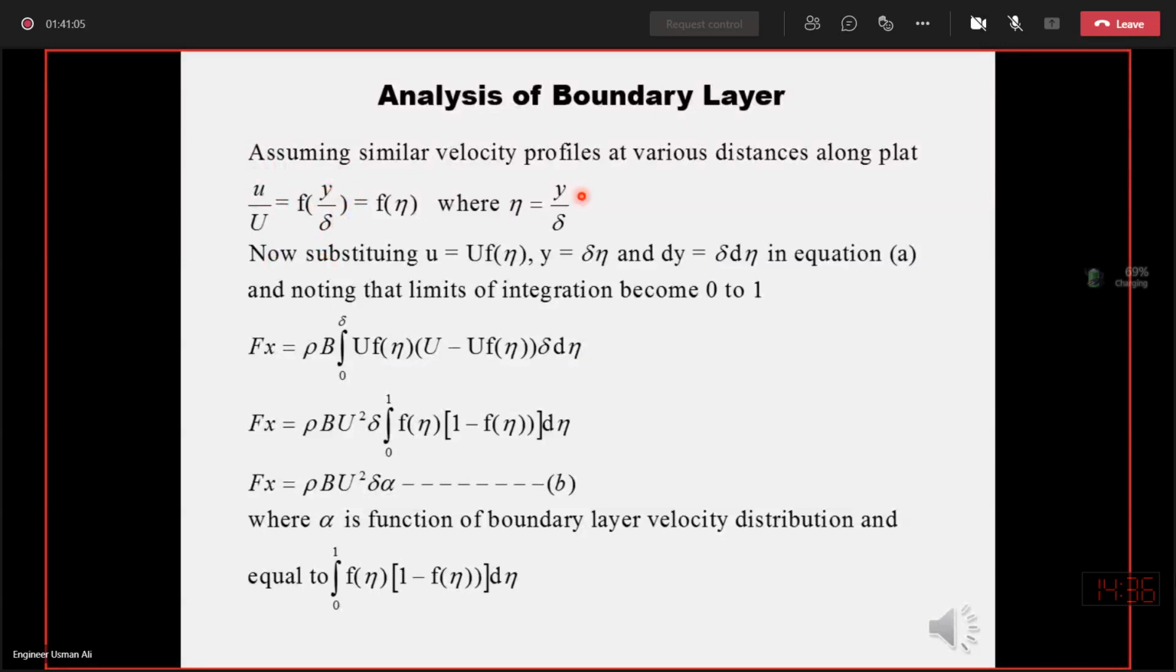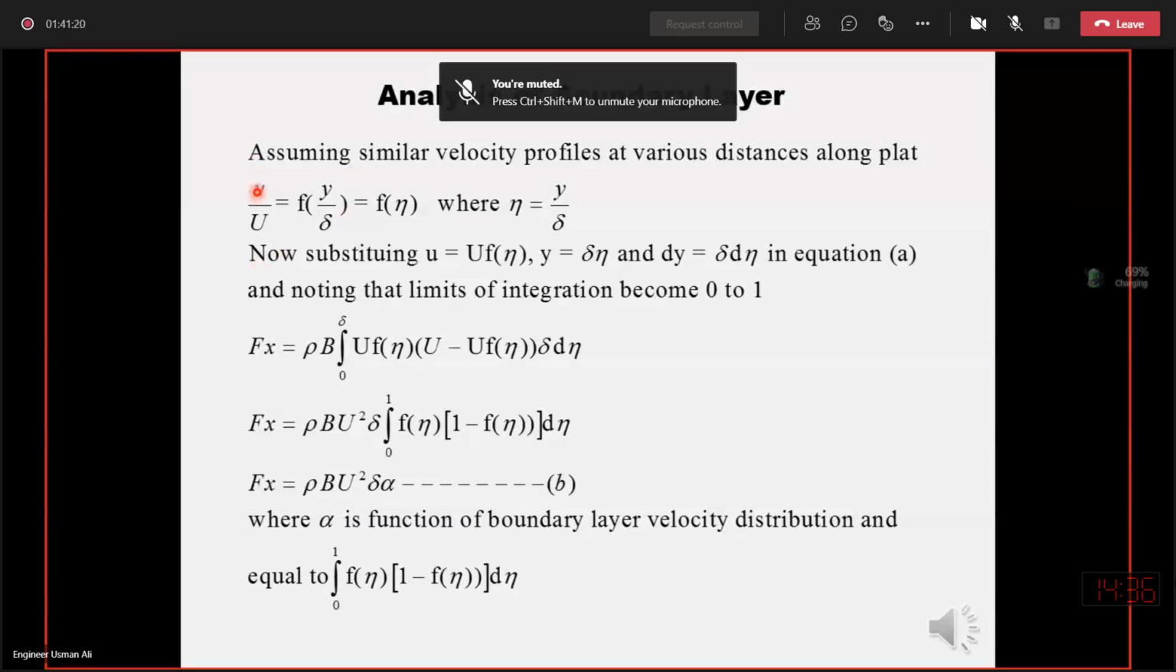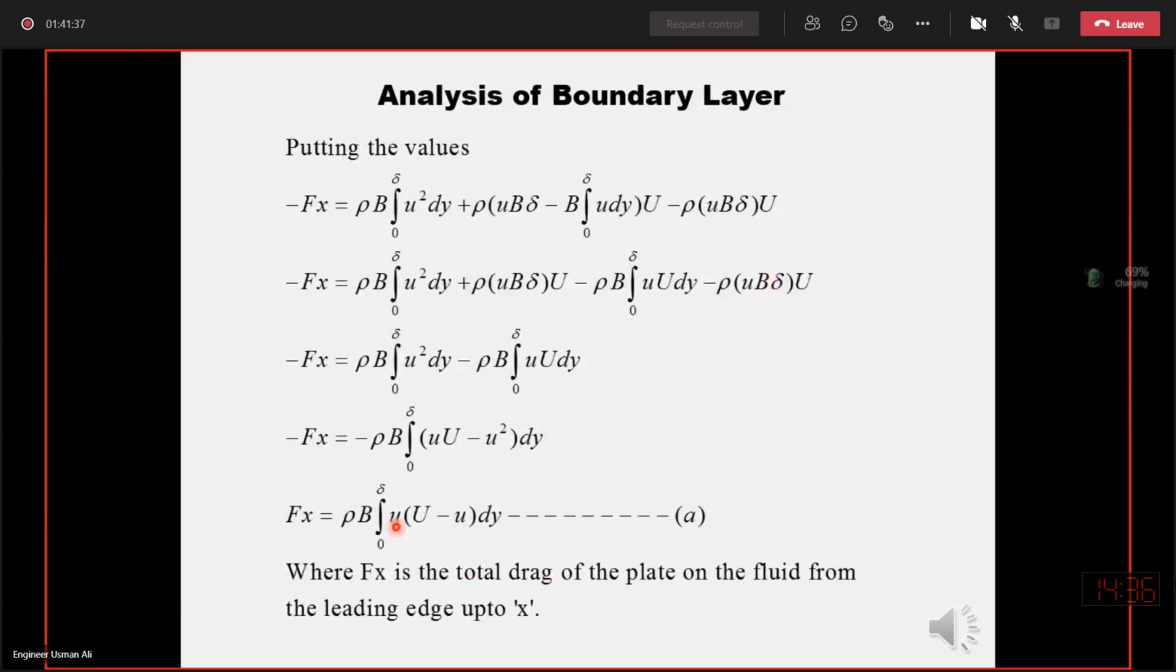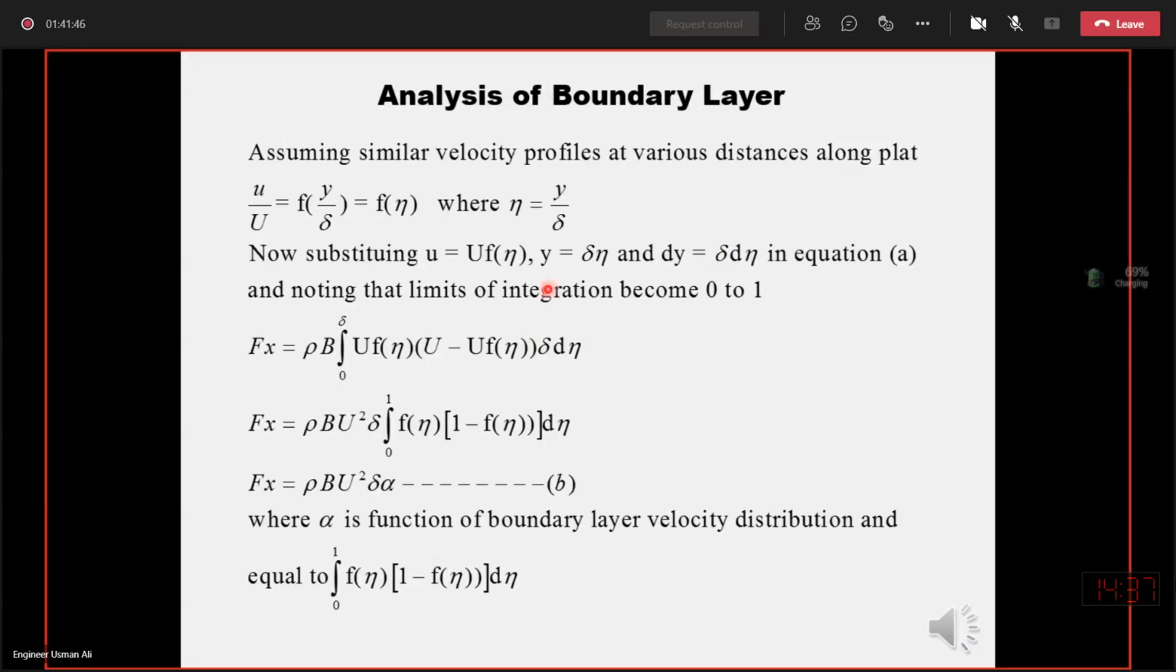We introduce a term eta, which is y over del. We have come to know that the ratio of small u over capital U is a function of eta, which is y over del. Now, substituting in equation A, we can put u as U into function of eta, y as del into eta, and dy as del into d eta. So instead of small u we put capital U into function of eta, and instead of dy we put del into d eta, assuming that eta is y over del. Then we can write this equation.